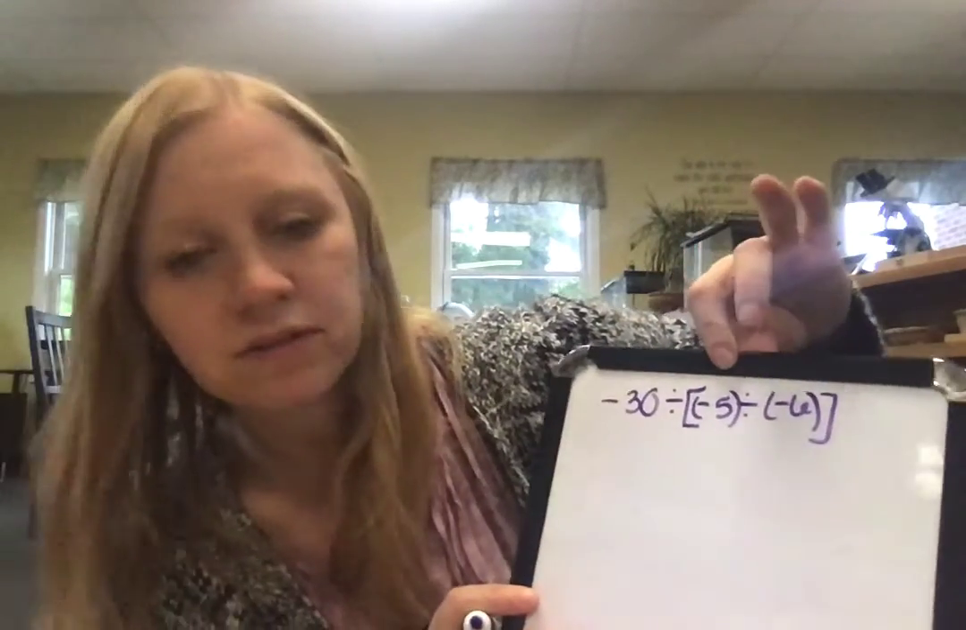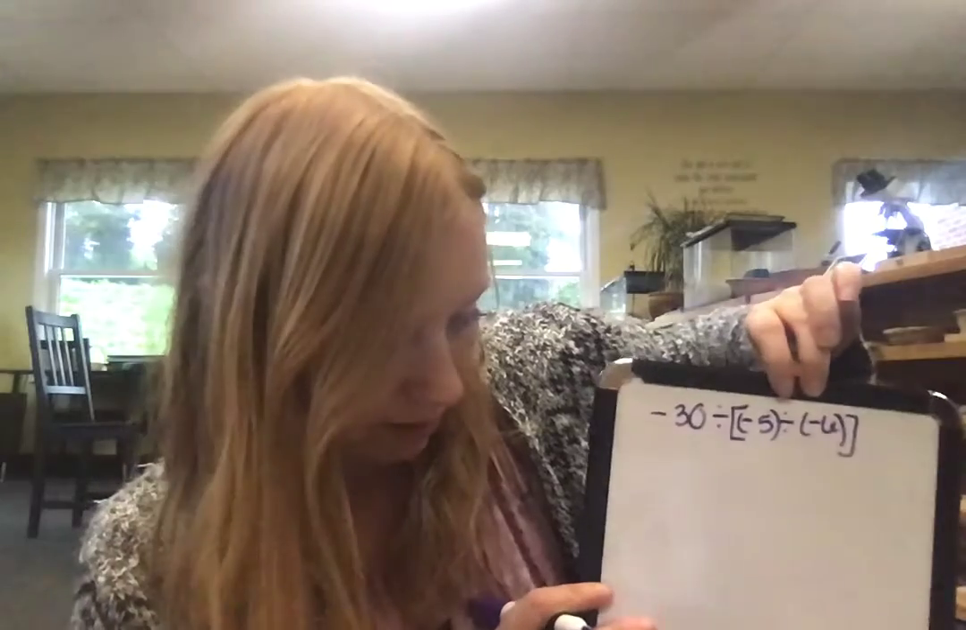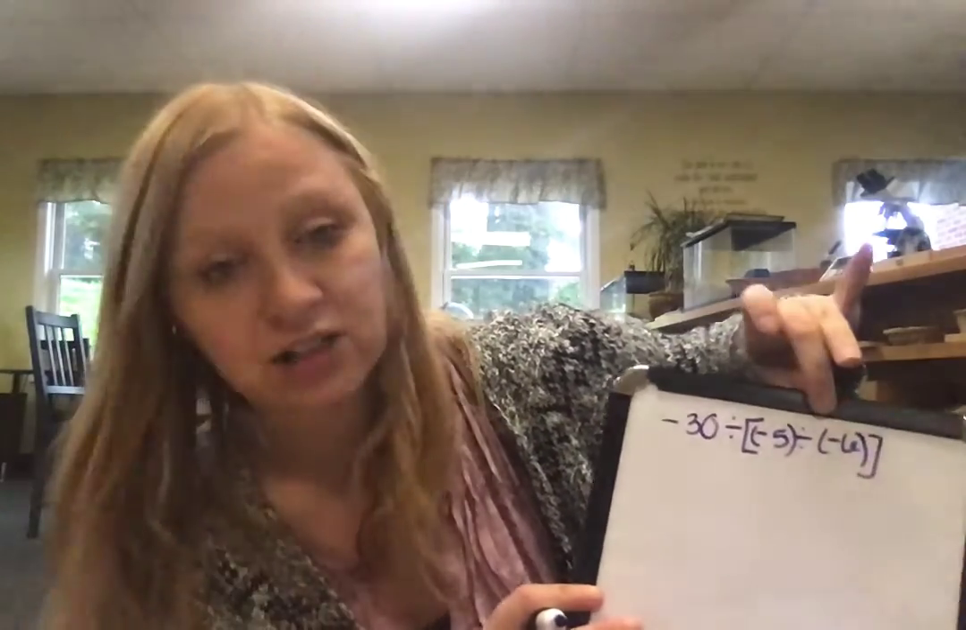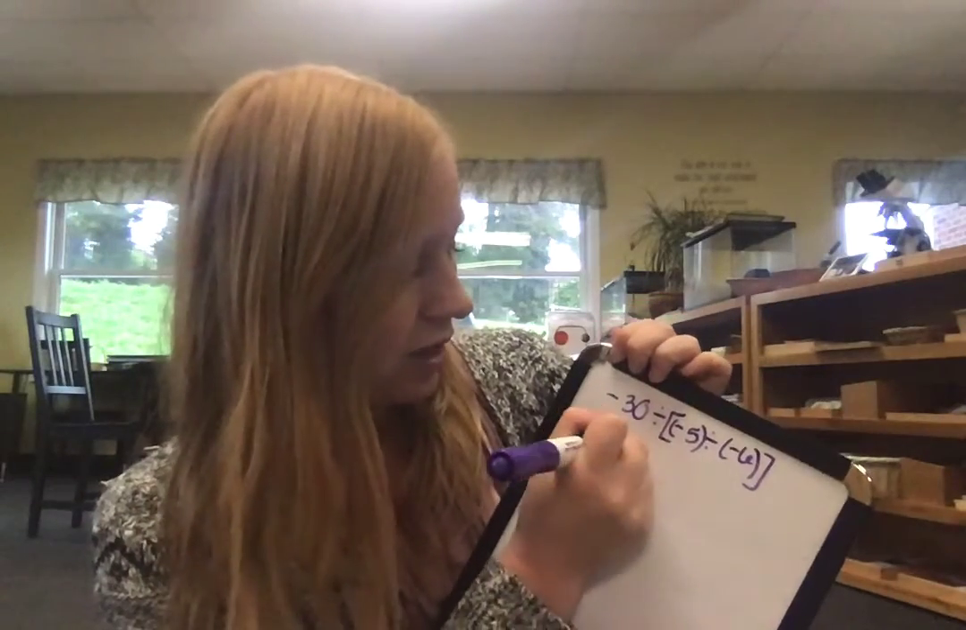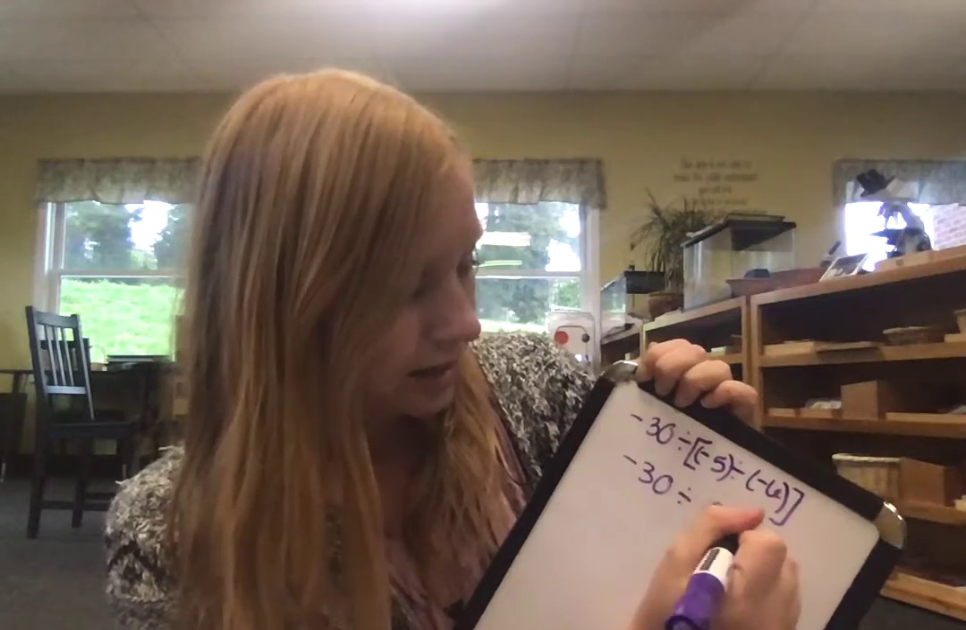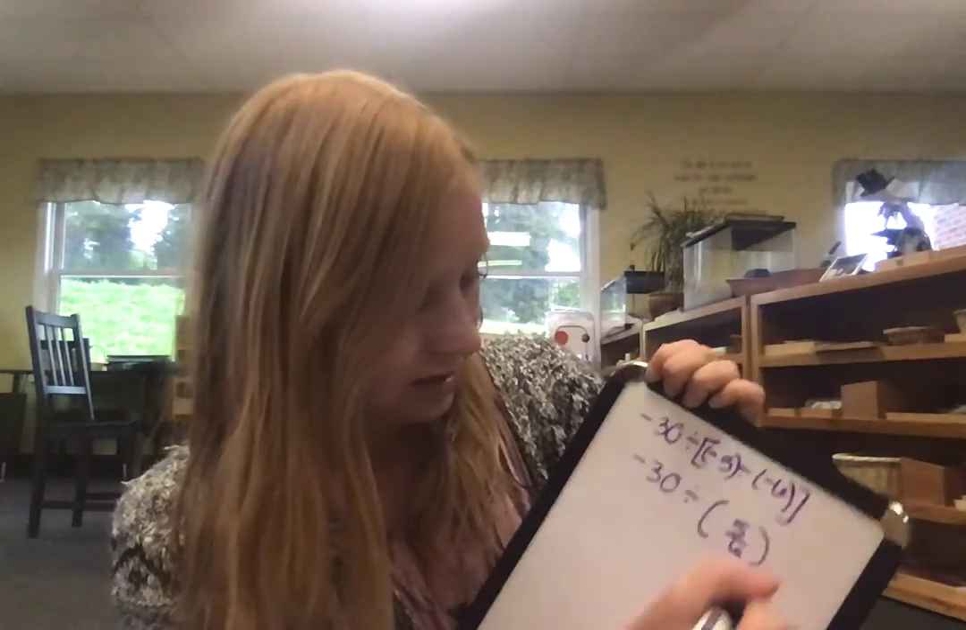Now, 5 cannot be divided by 6 regularly, right? And they're both negatives, which means we're going to have a positive. So we're going to write a fraction. We're going to write that as a fraction. I'm going to have negative 30 divided by positive 5 over 6.